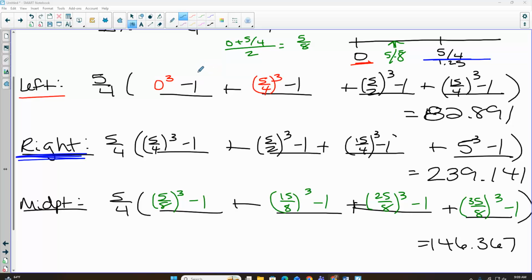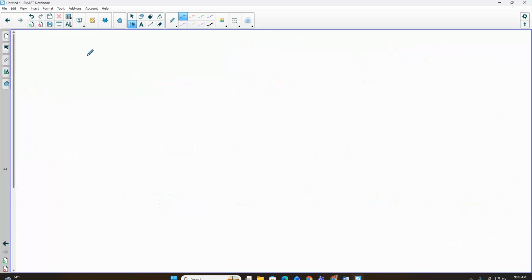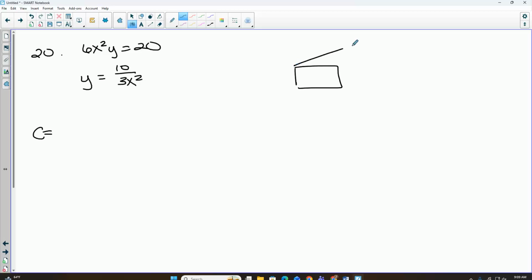All right, problem 20. I think I had started this one when we left Friday, right? So we had solved it to the point we knew that y was 10/3x squared. Remember, and we got that from the volume. Length times width times height was equal to 20. And I think we added up the cost of all the sides, so we had, I think that's where I left off.